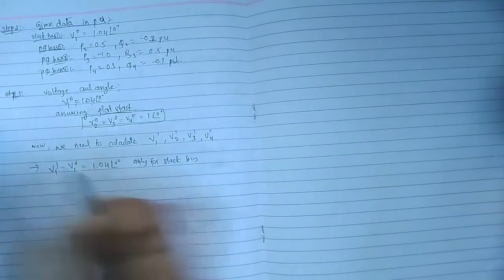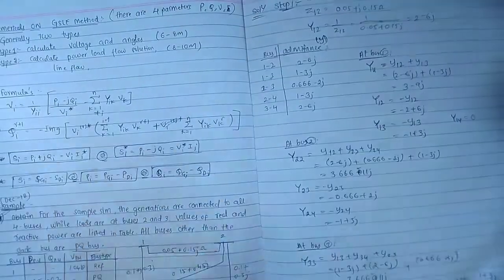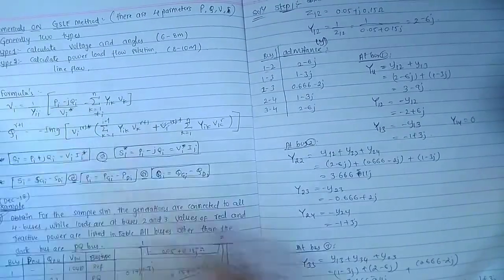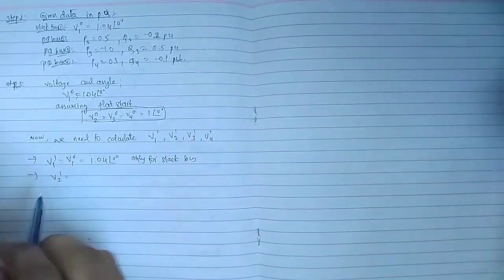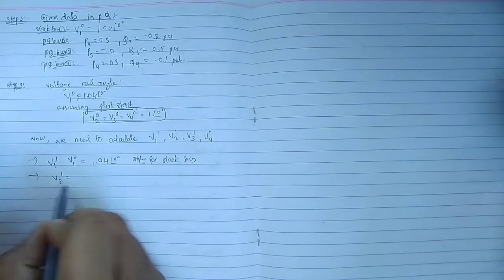We completed with V1 of 1. Next, V2 of 1 we need to calculate. We have to put this formula. For the flow, please do remember this. V2 of 1 we required, right? Therefore, we are in the second bus.